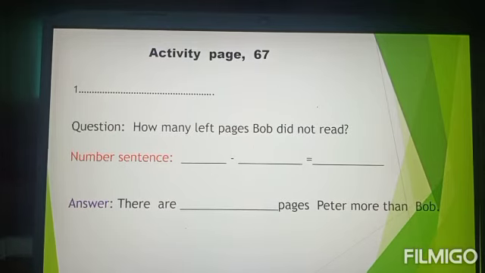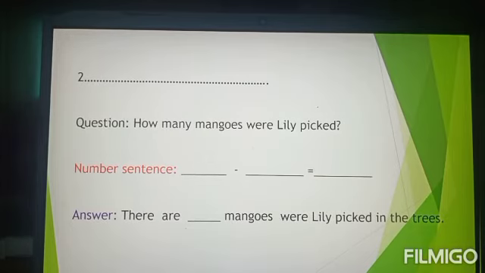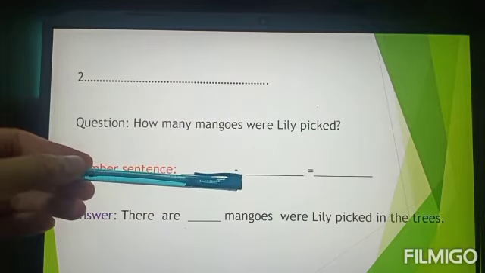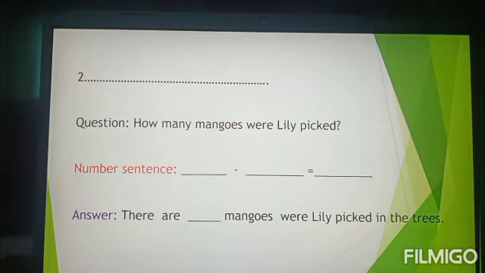Number 2. Rosie and Lily pick 82 mangoes from their mango trees. Rosie picks 45 mangoes. So you just write the question, and automatically you just add or minus the numbers. Just write the question, how many mangoes did Lily pick, and the answer. Don't write the number sentence. Just see your books and total it, and see if the symbol is minus or plus. So you have to subtract if you see the symbol is minus. If you see the symbol is addition, you have to add.